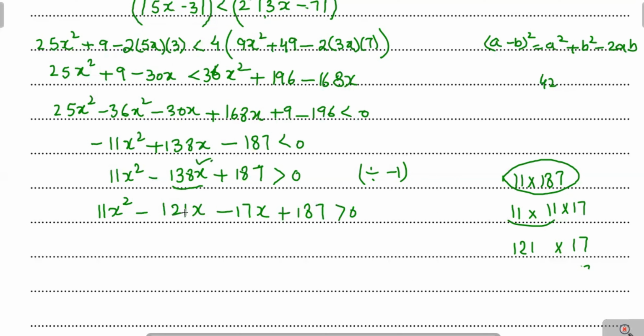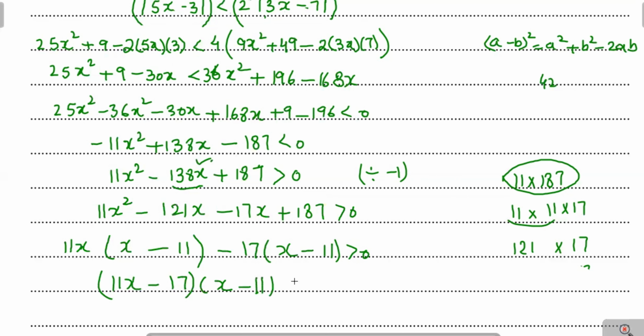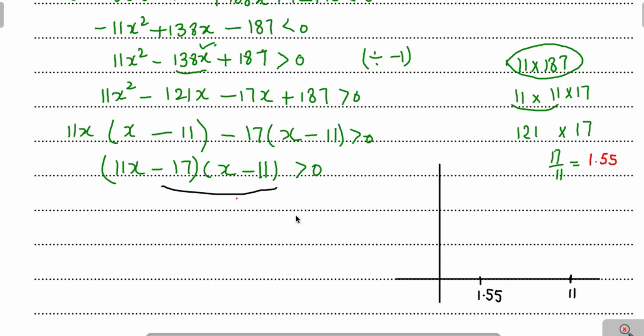Now we take the common factor. Here 11x is taken as a common factor, and that value becomes x minus 11, and we take the common factor minus 17, and you get x minus 11, greater than 0. Now you can write it as (11x - 17)(x - 11) greater than 0. The values of the inequality can be found by using the graph. Now you see here, this is the quadratic expression. Now we draw the graph of this quadratic expression.